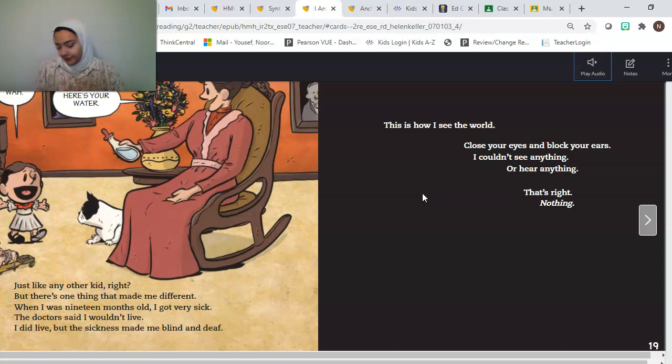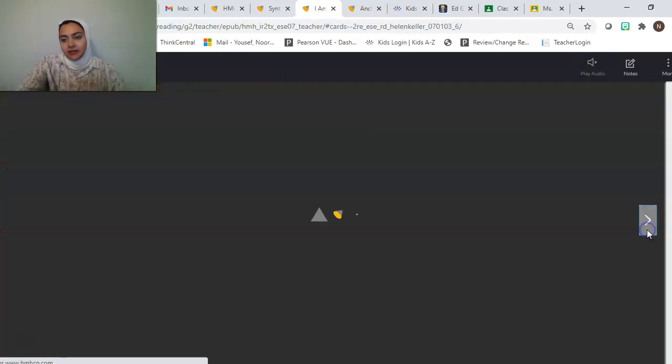Maybe her mother, right? Helen Keller's mother, because she gives baby Helen a bottle. Also, she is the woman in the last page who said there was no stopping Helen. She was talking about her, so it's the same woman. So this must be her mother. Let's see what's going to happen.